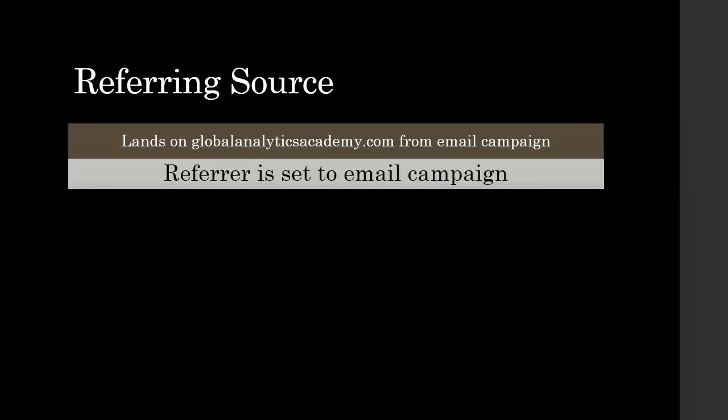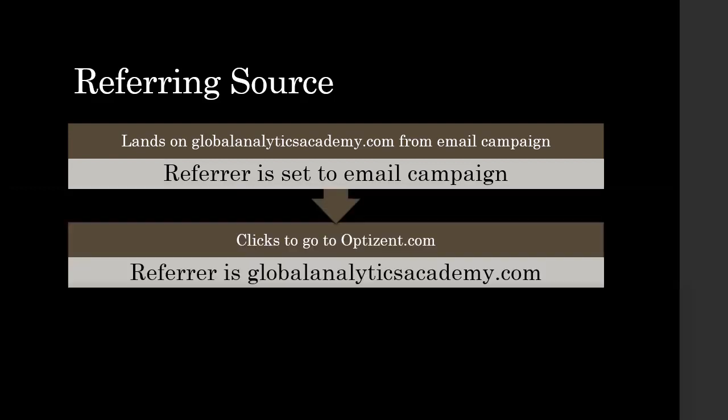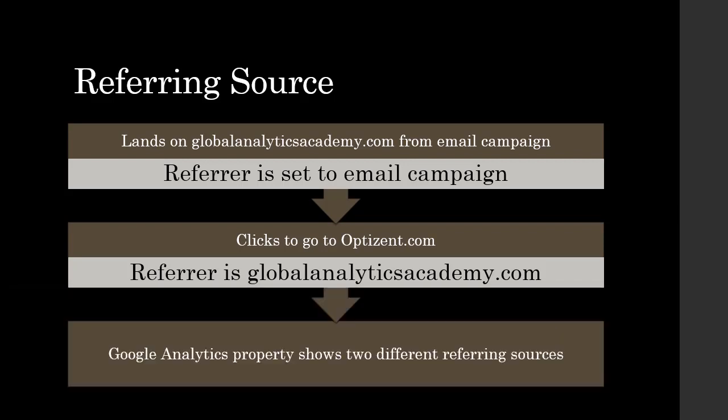And the second issue is the referrer information. When a user lands on Global Analytics Academy, let's say from an email campaign or any other source, the referrer is set to that particular source. When the user clicks to go to optizen.com, the referrer is now set to globalanalyticsacademy.com. As soon as a new referrer is seen, Google Analytics counts that as a new session. So you've got two users with two sessions and two different referrers. All these problems can be solved by properly setting cross-domain tracking.